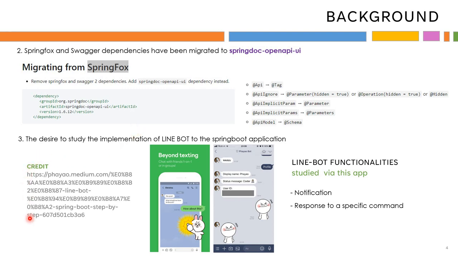I have found a really interesting blog post on Google, as in this credit. It talks about how to implement the Line bot API in a Spring Boot application. I think it's very interesting and it will be really useful, so I studied from this blog post. I will utilize two functionalities of the Line chatbot to study in this application. The first one is a notification, and the second one is the response to a specific command.